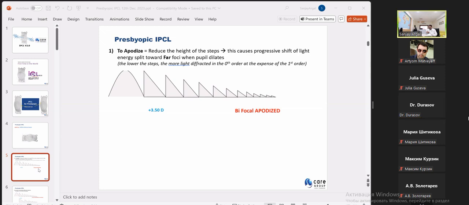So in all bifocal lenses or trifocal lenses, this step height must be less than 3 micron.